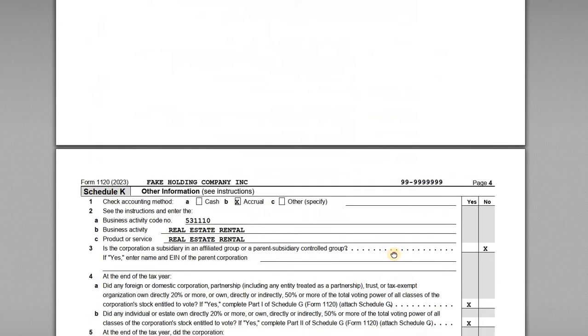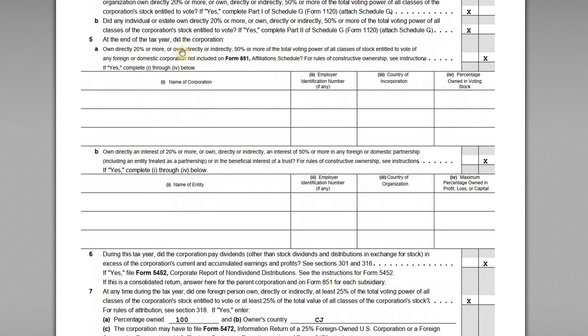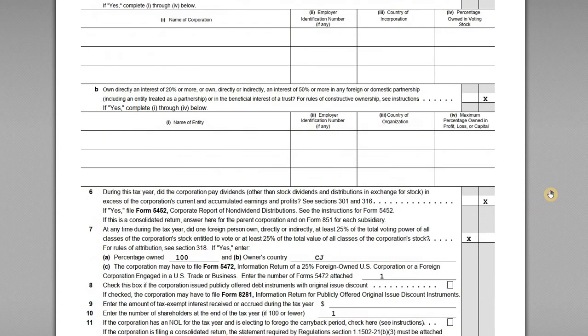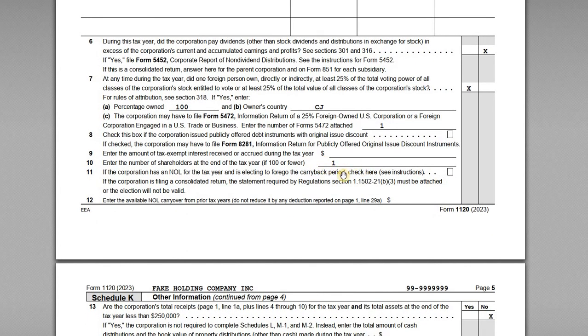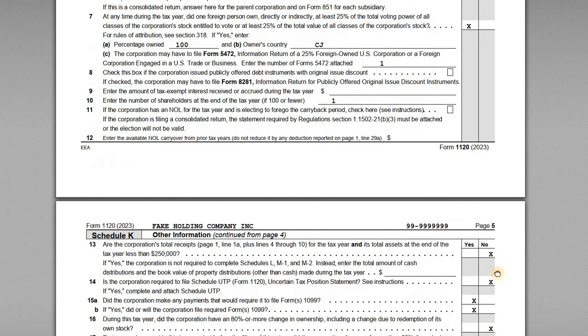Okay, so if we go back to Schedule K and keep on going through here, the corporation doesn't own any subsidiaries or other interests in entities, so those are blank. In item 7, it's asking us, did any foreign person own directly or indirectly 25% or more of the stock? And the answer is yes, right? So we've got 100% ownership by a Cayman Islands company, and so we're going to be attaching 5472. Item 10, we do have one shareholder, so that's being entered there.